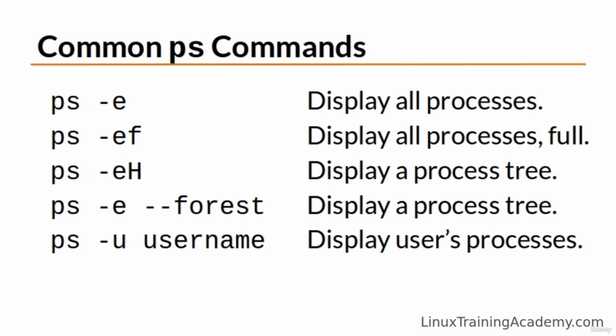There's a couple of different ways to display processes in a tree-like output: ps -eH with a capital H, or ps -e with the --forest option. Again, to display a specific user's processes, use ps -u and that username.